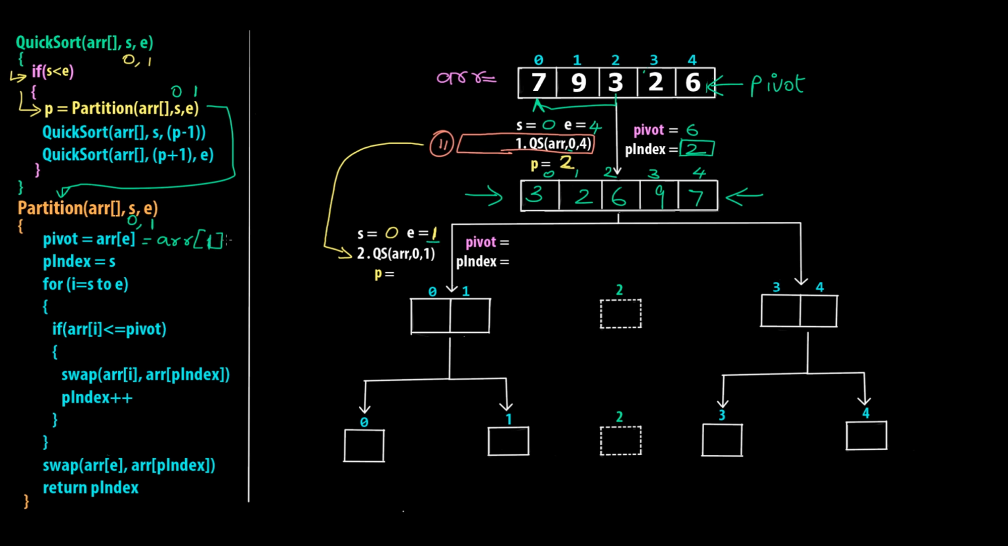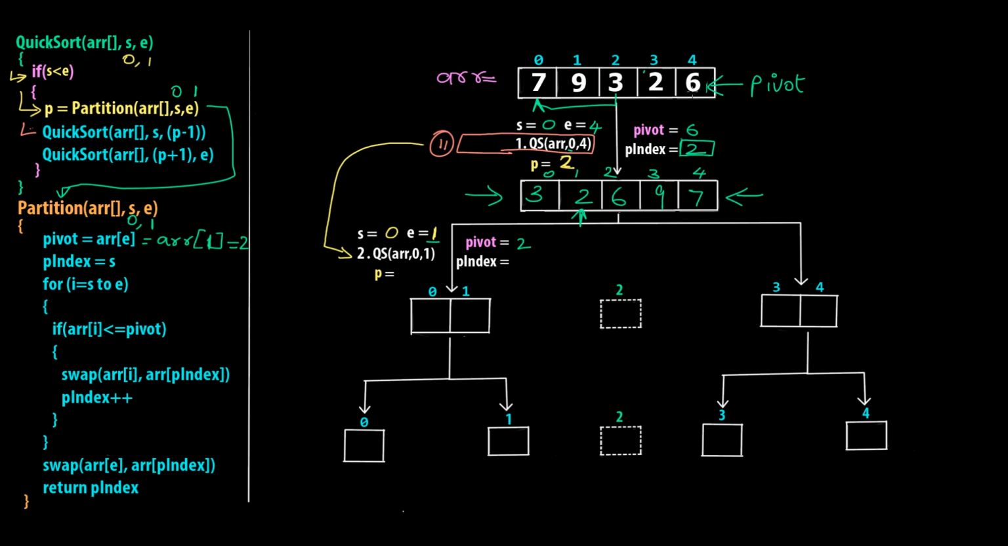ARR of 1 for the fresh array is 0, 1, 2, 3, 4. ARR of 1 is 2, right? So this is going to be 2. So pivot this time is 2. So essentially what we're doing is we are applying QuickSort because we are at this step of the first QuickSort. We are applying QuickSort on the left partition.